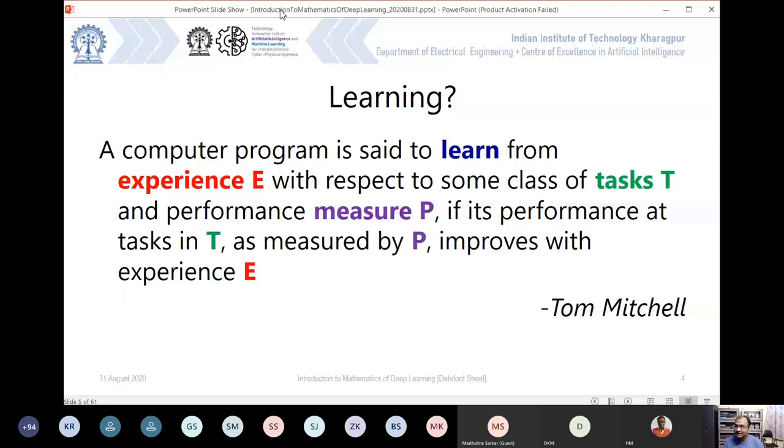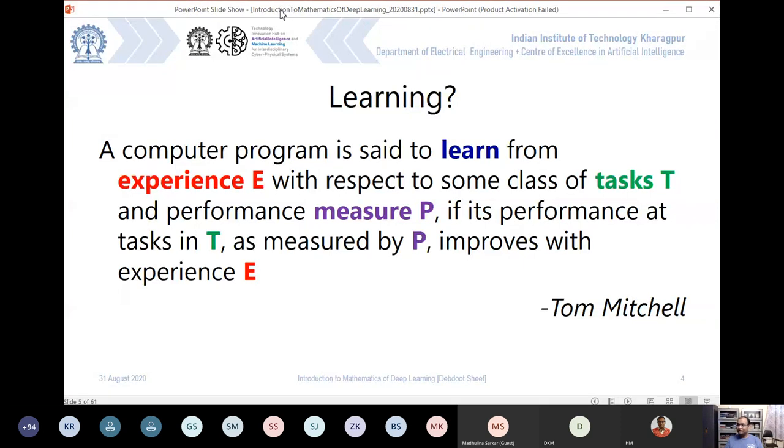One is learning. Essentially, as Tom Mitchell defines it, the primary point is that he starts with a computer program, but you can replace a computer program with a human being as well, and that also works pretty well. A computer program is said to learn with respect to a certain experience E when performing a certain class of tasks called T, and you measure its performance with respect to a certain measure called P.